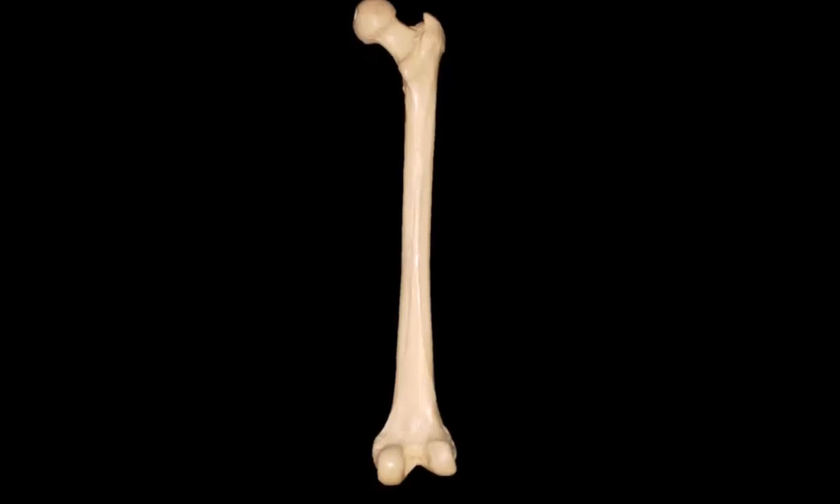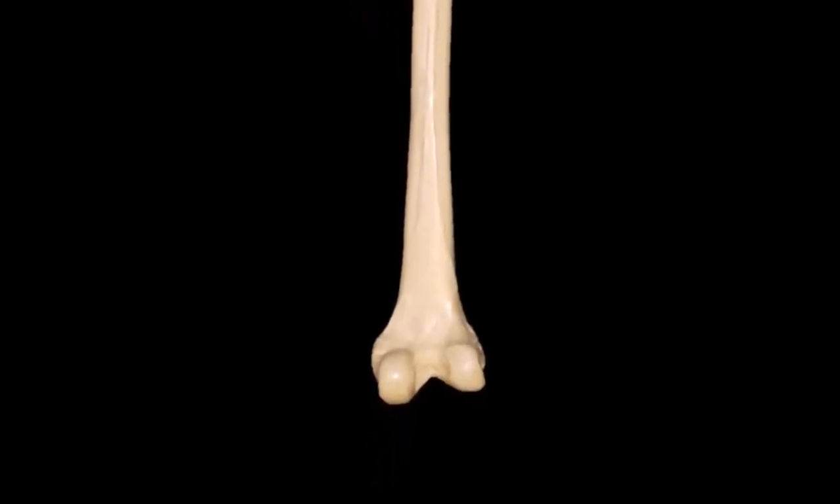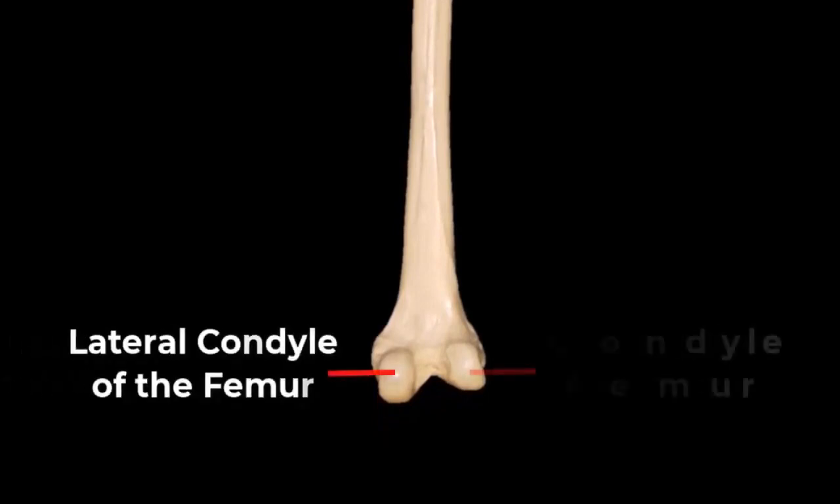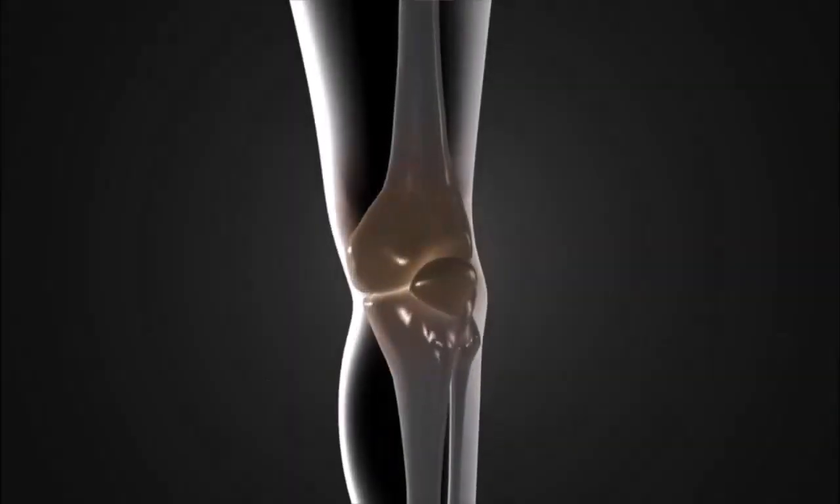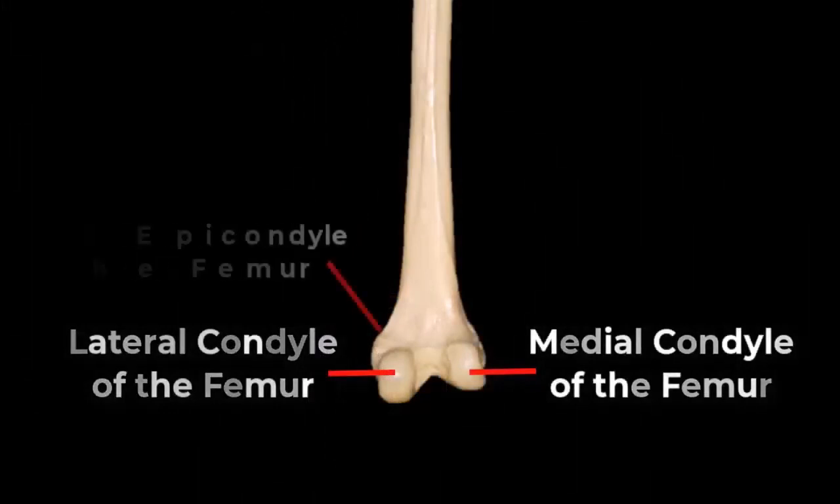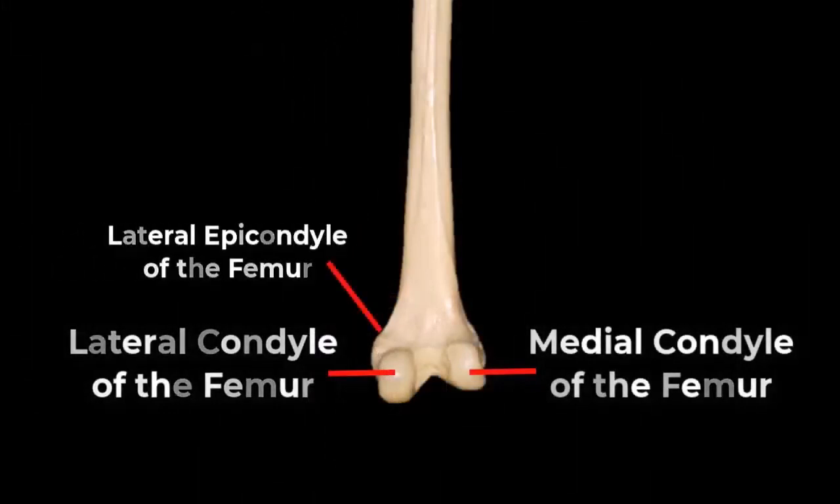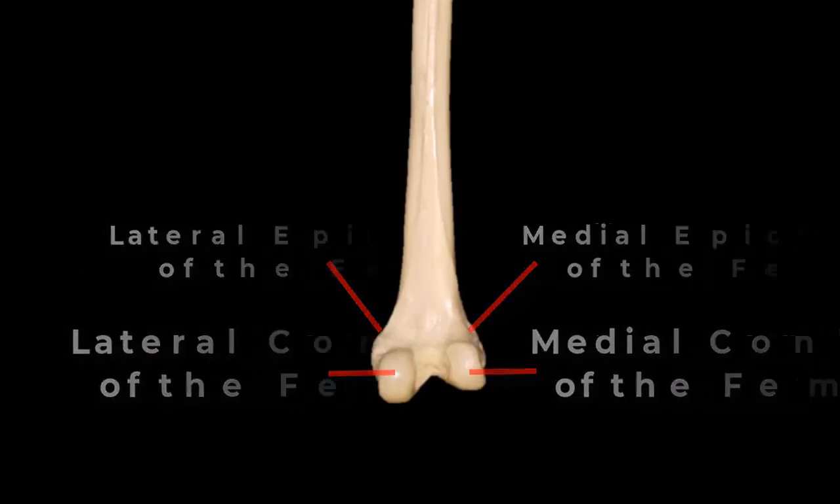The distal end of the femur has the medial and lateral bony expansions, called the lateral and medial condyles of the femur. The lateral and medial condyles articulate with the tibia to form the knee joint. The roughened area on the outer lateral side of the condyle is the lateral epicondyle of the femur, and the irregular outer medial side contains the medial epicondyle of the femur.